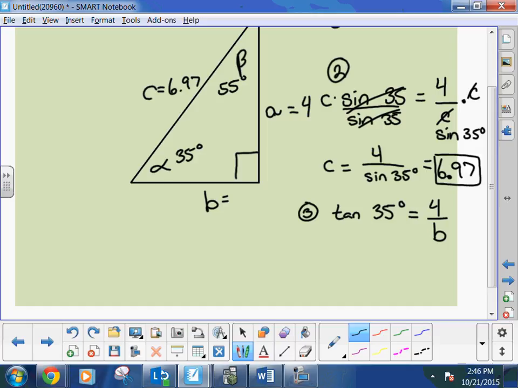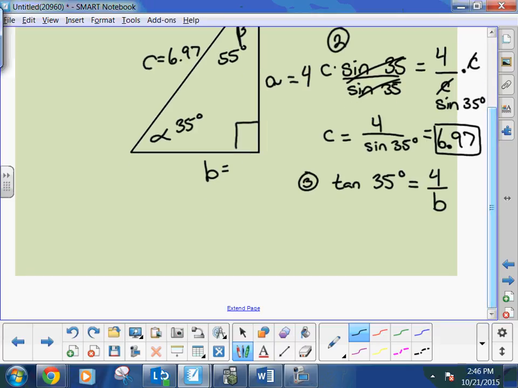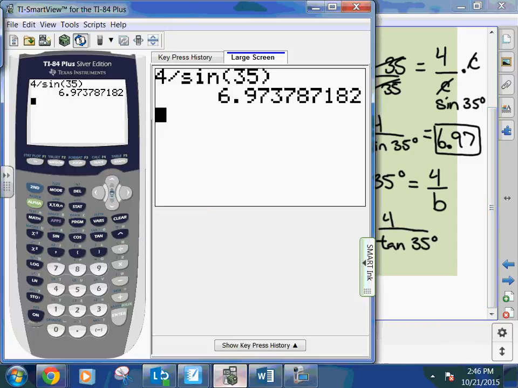Let's go ahead and solve this one. Now, this one I'm going to do the quicker way. I'm just going to think about it as switching the sides. b is equal to 4 over the tangent of 35 degrees when it's solved. And from there, to get our actual answer, we can use our calculator.